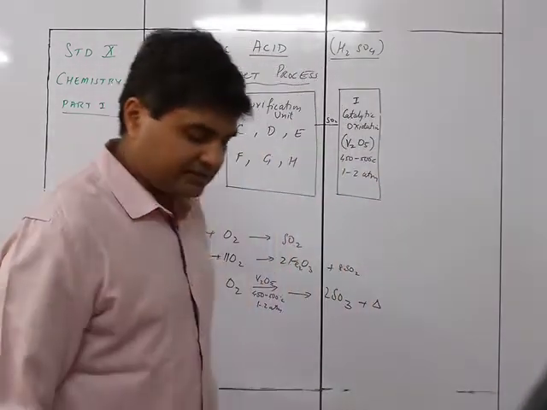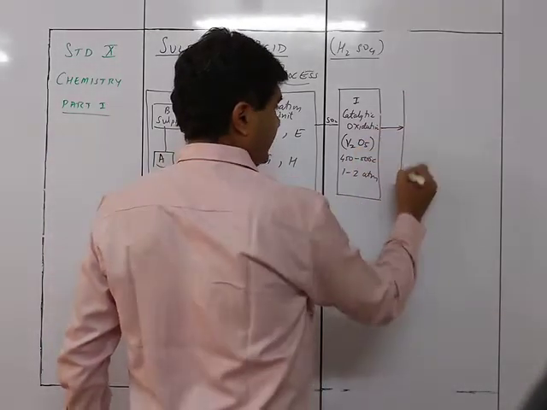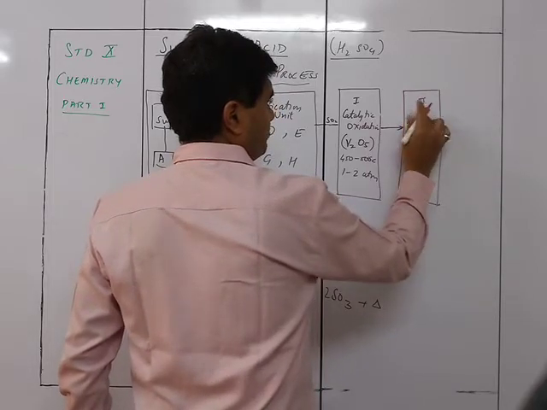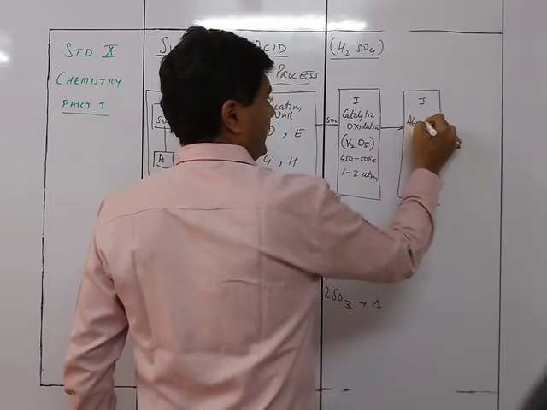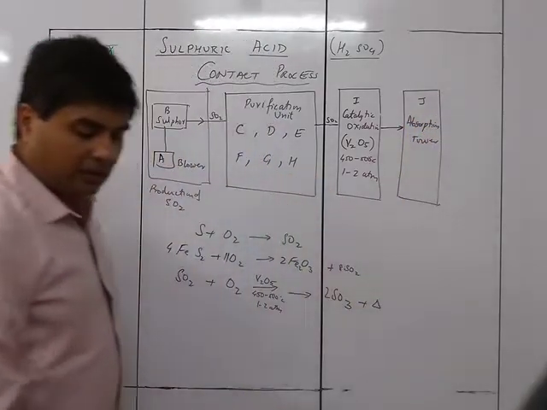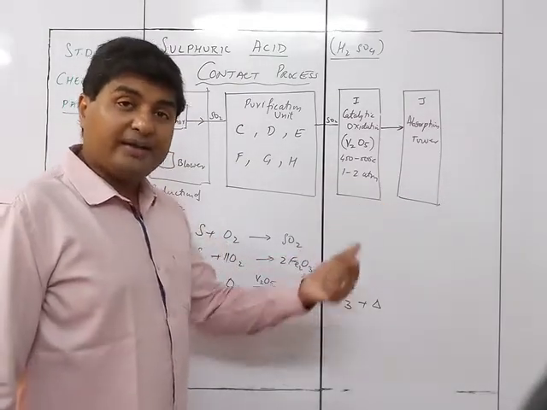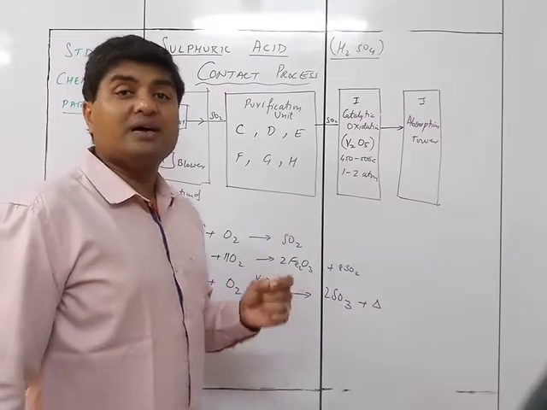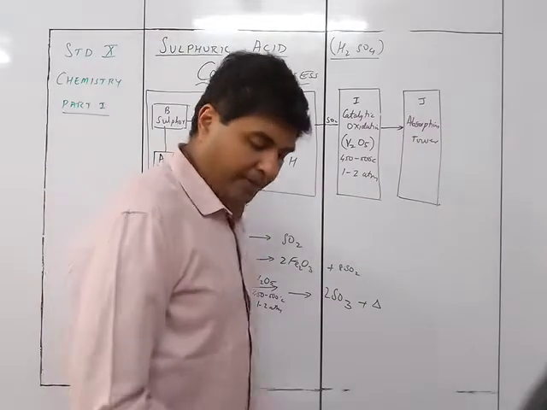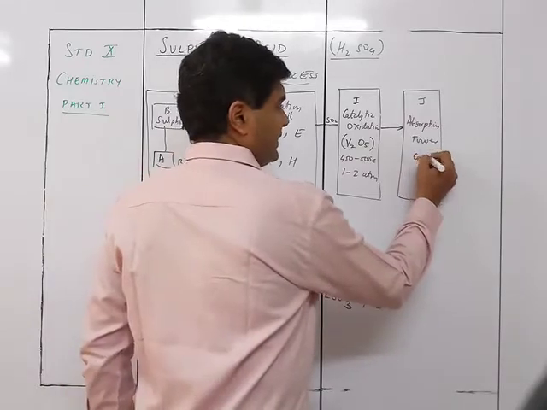The next one is the absorption tower. From here it goes to tower J. So tower J over here is the absorption tower. Now in the absorption tower, the SO3 we got over here is going to be added to another amount of sulfuric acid. So here it will be absorption of sulfur trioxide vapors by a descending stream of concentrated H2SO4.